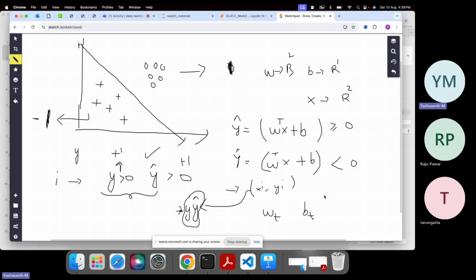But if a mistake has been made, we simply update wt plus 1 equal to wt plus whatever is the sign of that example, yi times xi. So this is the update rule. That's it.